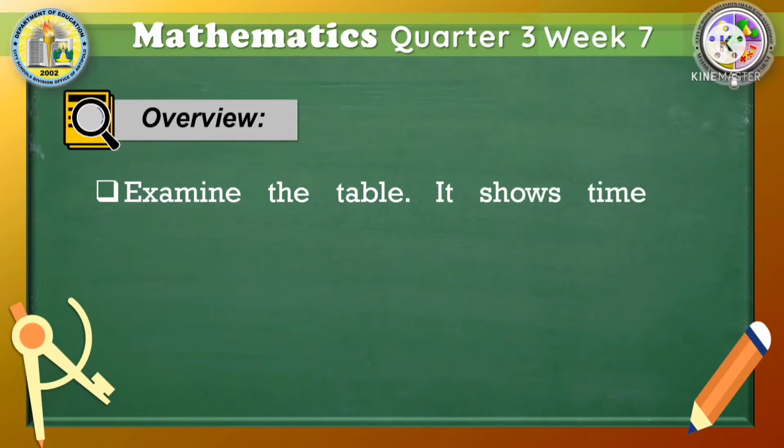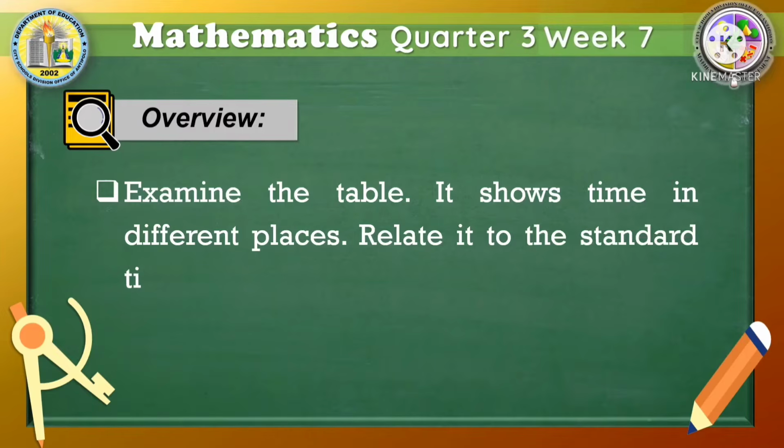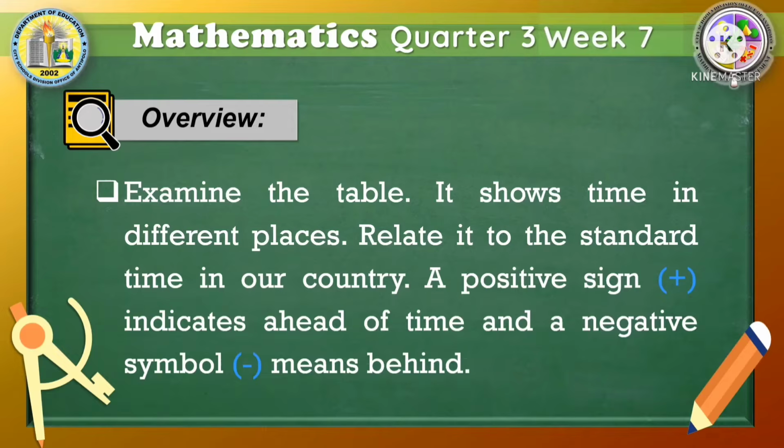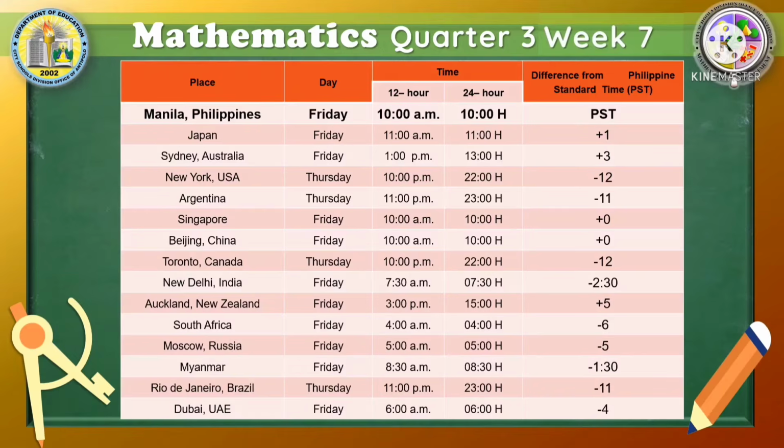Examine the table on the next slide. It shows time in different places. Relate it to the standard time in our country. A positive sign indicates ahead of time, and a negative symbol means behind.